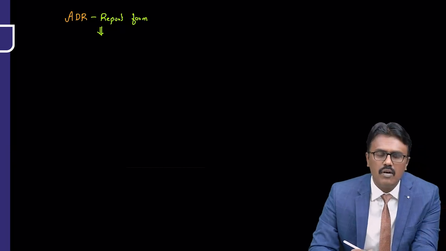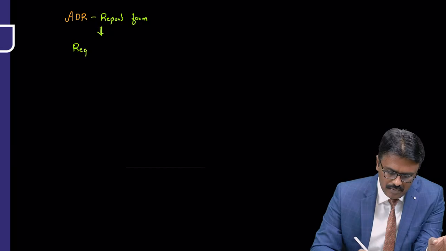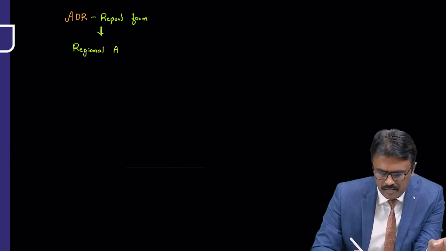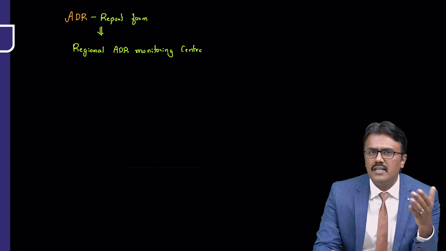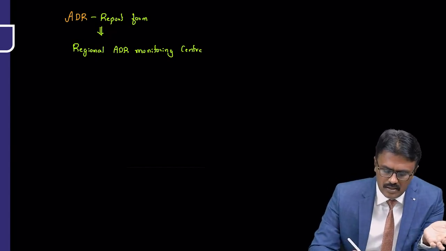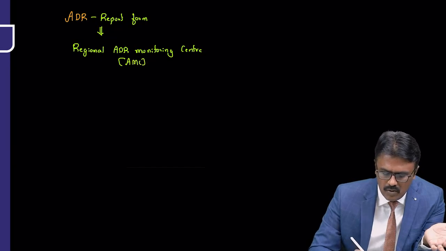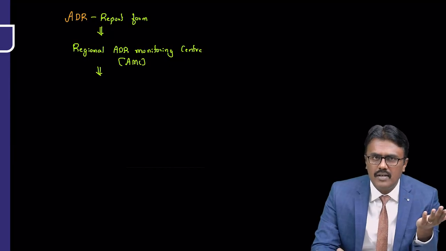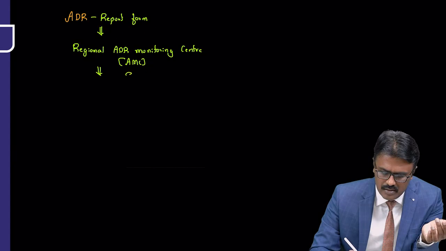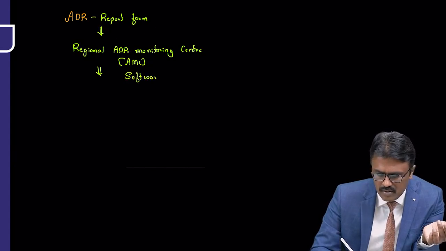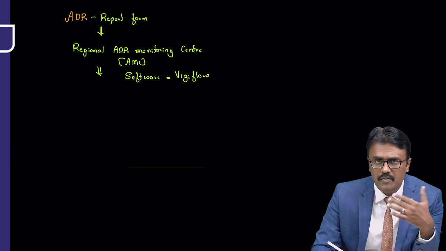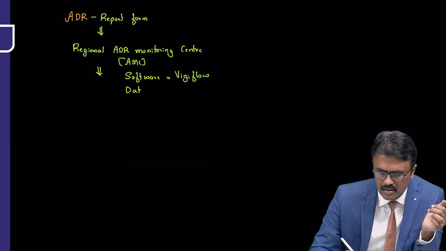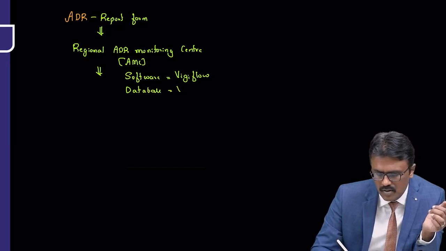And that is going for one more center, that is regional ADR monitoring center. Usually nowadays, this regional ADR monitor center is nothing but medical colleges. So we call it as AMC, ADR monitoring center. So from that they will report online nowadays. So there is a software for that. The software which is used for that is called Vigiflow. And whatever data which they obtain, there is a database and that is called Vigibase.